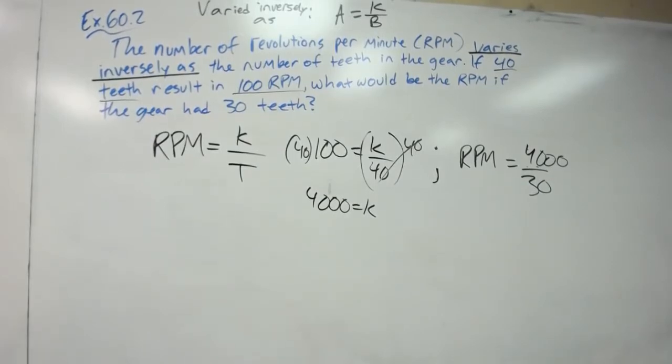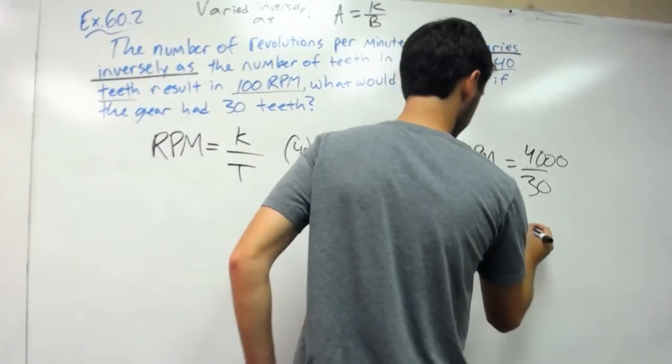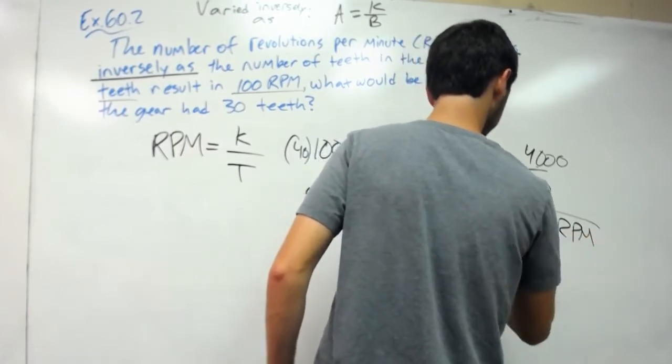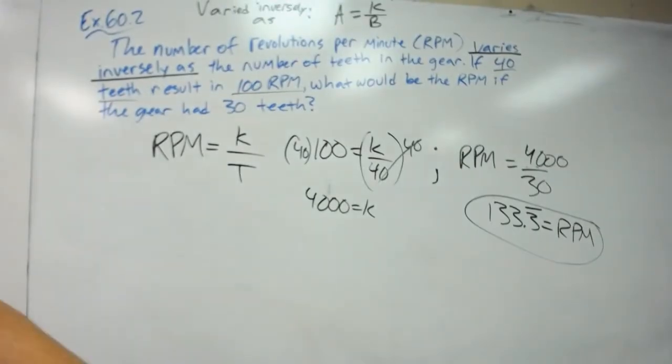let me make sure I got that right because I got a fraction. Yep, 133 and 1/3, or 133.3 repeating equals RPM. There's your answer, and there's how you do varied directly as and varied inversely as equations.